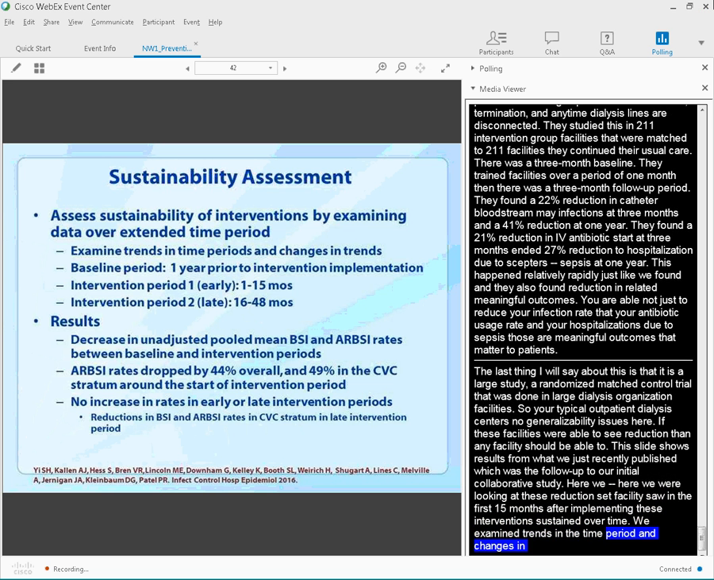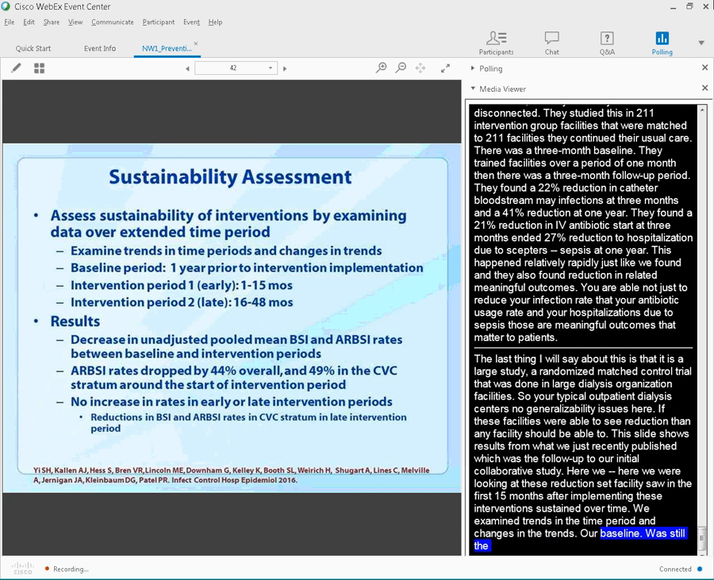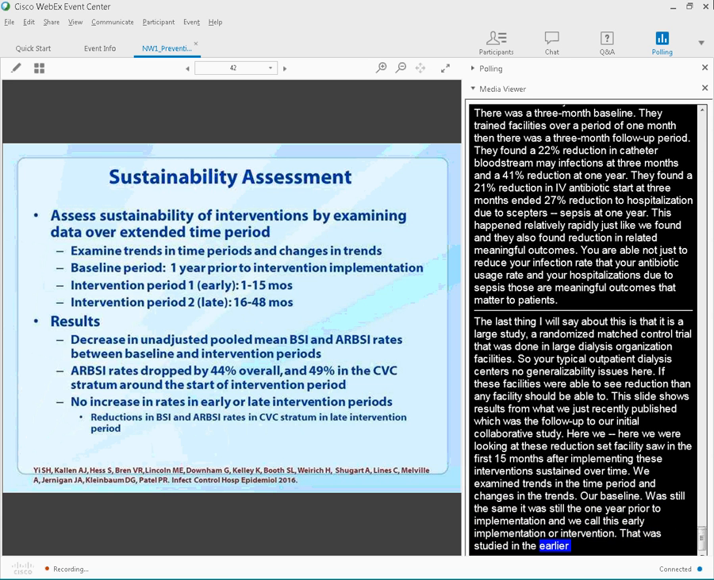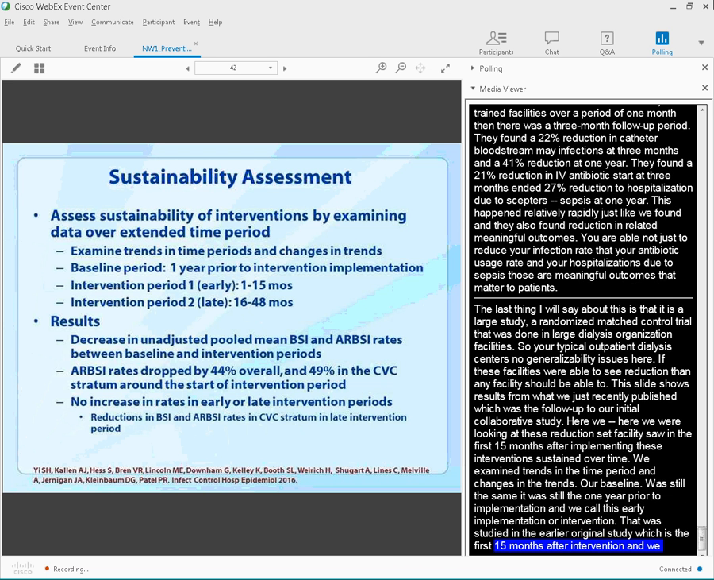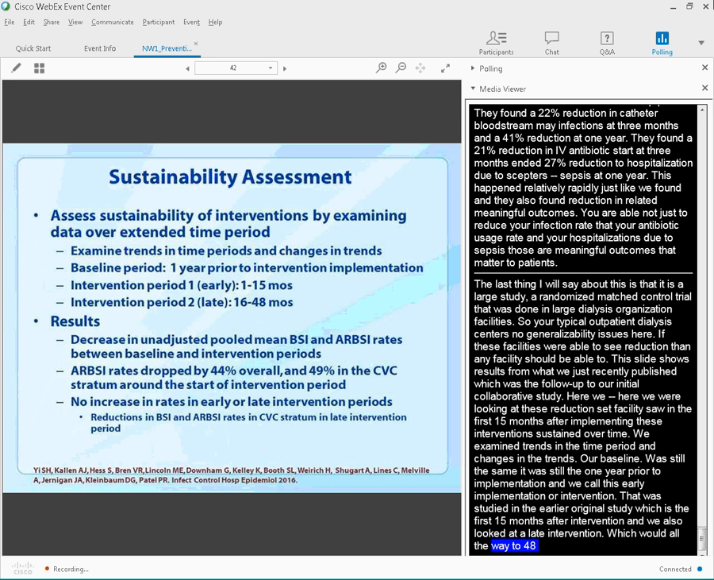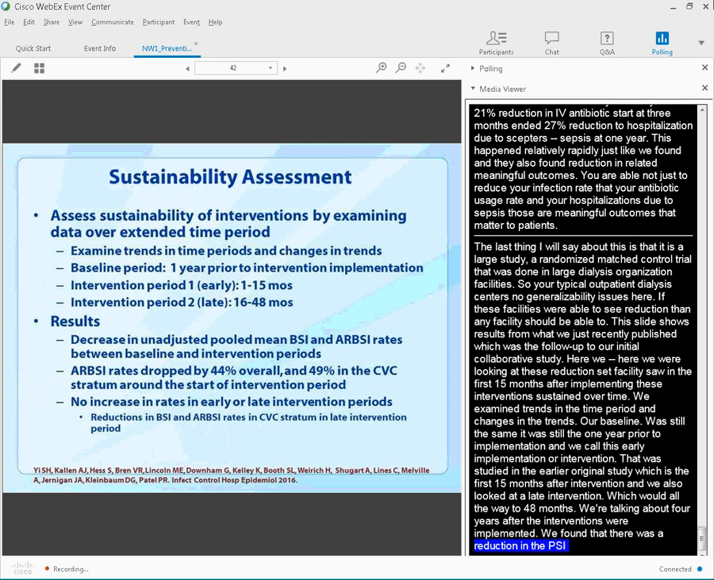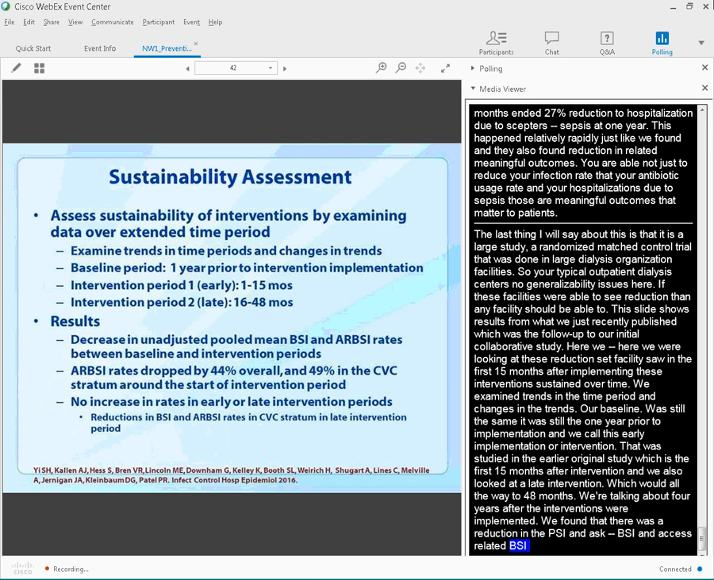We called this early implementation or early intervention period, the period that was studied in the original study, which is the first 15 months after the intervention. And then we also looked at a late intervention period, which went all the way up to 48 months. So we're talking about 4 years after the interventions were implemented. And we found there was a reduction in the BSI and access-related BSI rates when you compare the baseline period to the intervention period. So overall, facilities dropped, just like we saw in the initial study that we did.